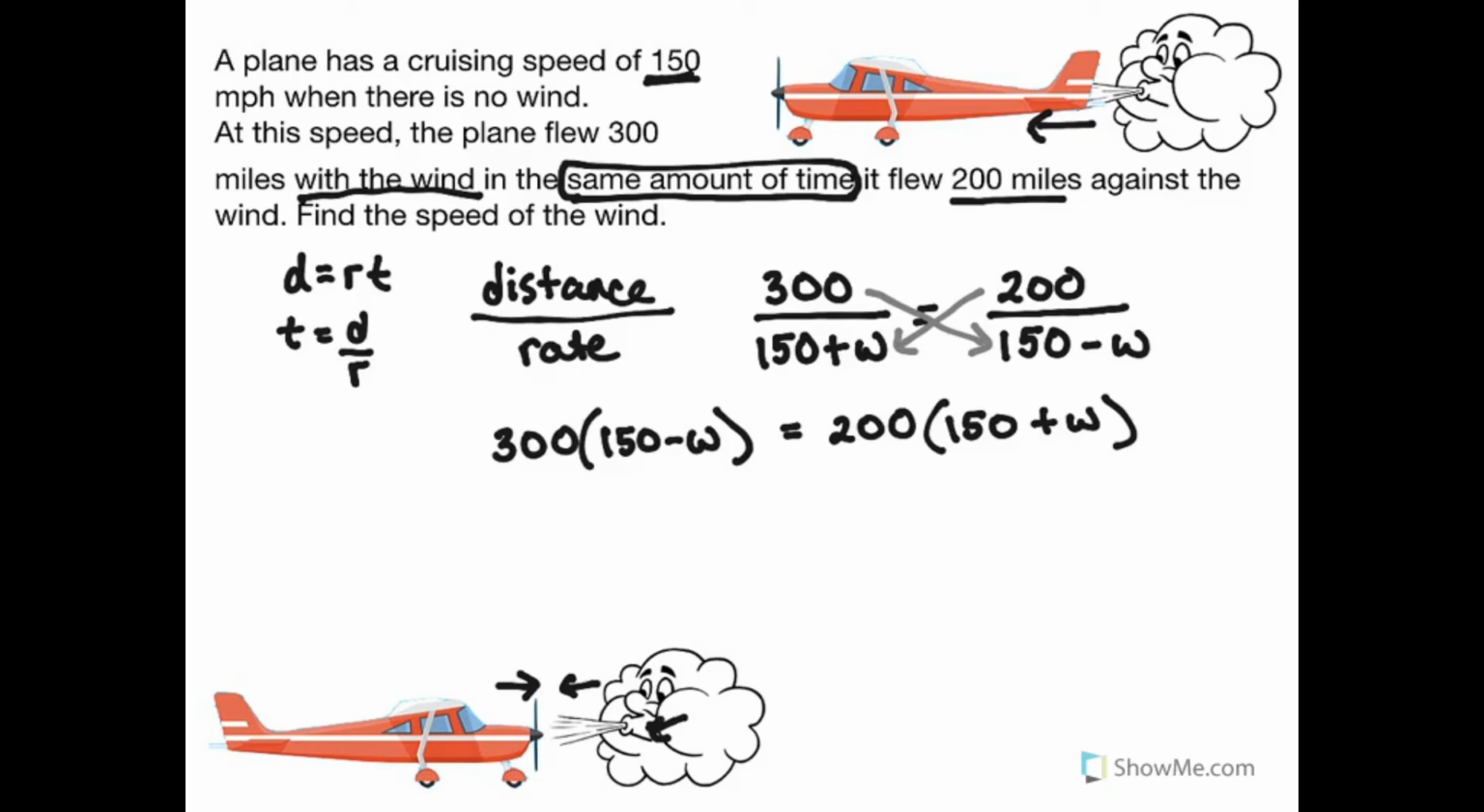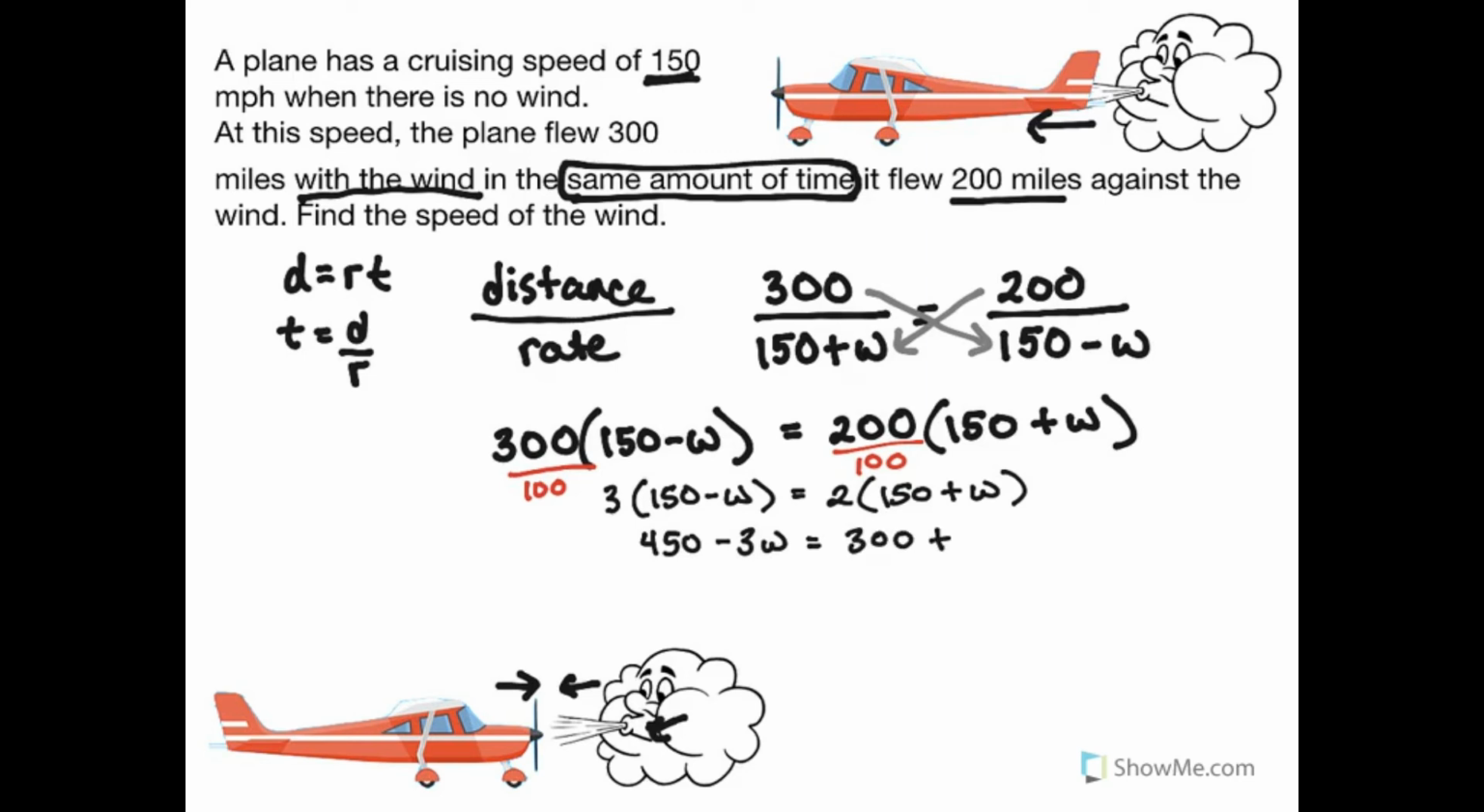300 times 150 minus W is equal to 200 times 150 plus W. Now, I don't really want to multiply 300 times 150 and have all those zeros, so before I start, I'm going to just divide both sides by 100 to make the numbers smaller. That gives me smaller numbers to work with. 3 times 150 is 450 minus 3 times W, and 2 times 150 is 300 plus 2 times W.